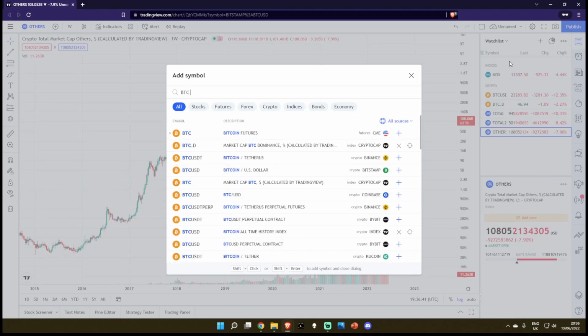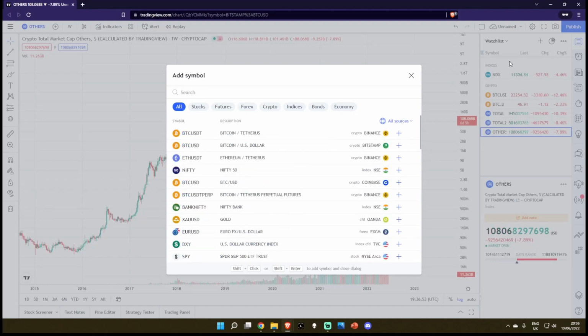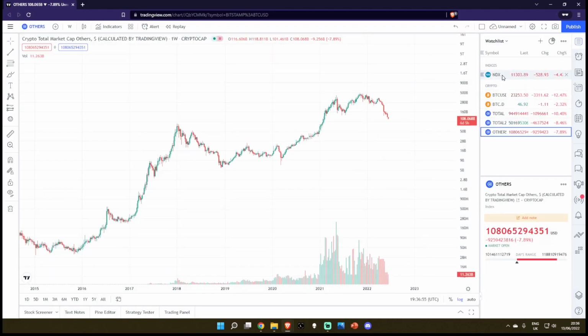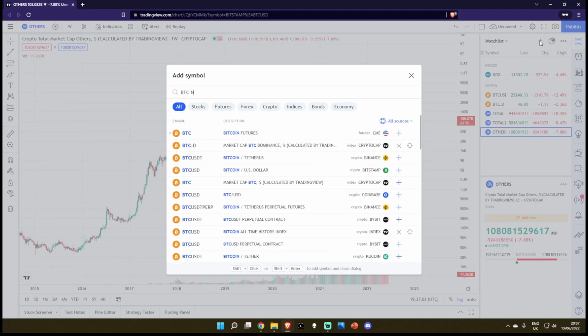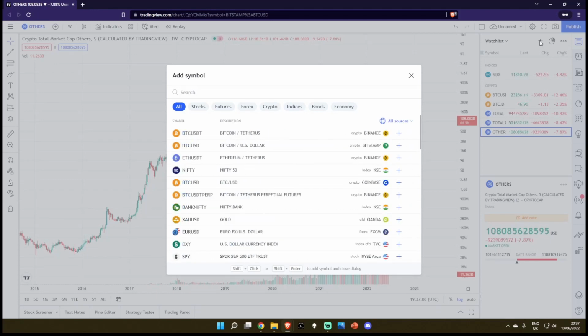Unfortunately, when you type in things like BTC Gold to quantify how Bitcoin is doing against troy ounces of gold or troy ounces of silver, it's not something you can do. For example, if we come over to the indices, you've got the NDX, or if we wanted to compare it to the NASDAQ, which is the NDQ, there's not a blatantly obvious option to do that, but this is what you need to do.